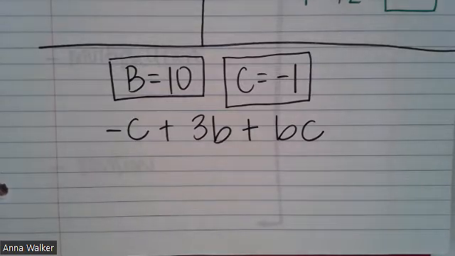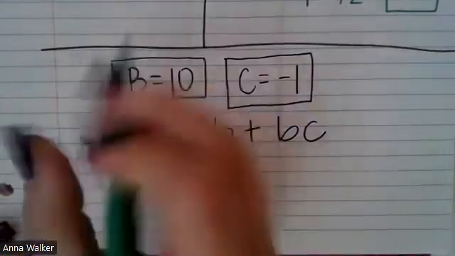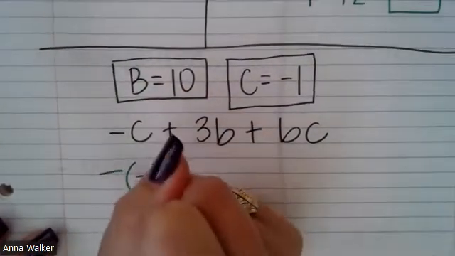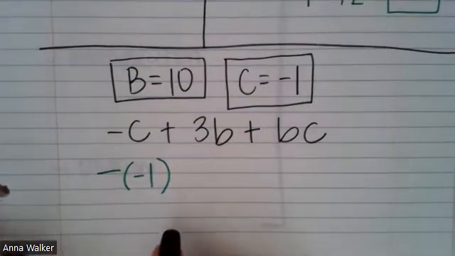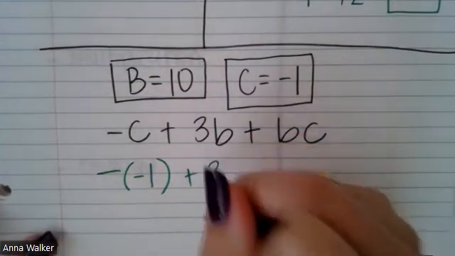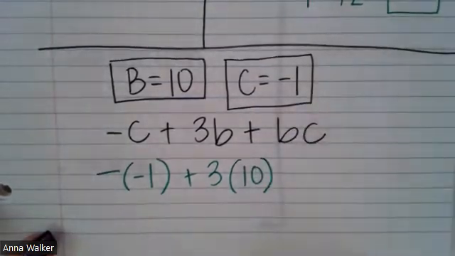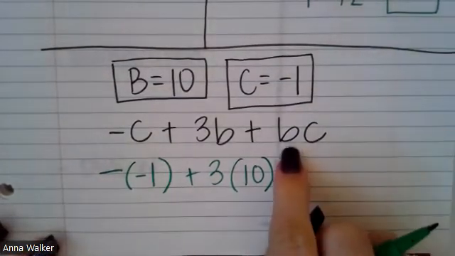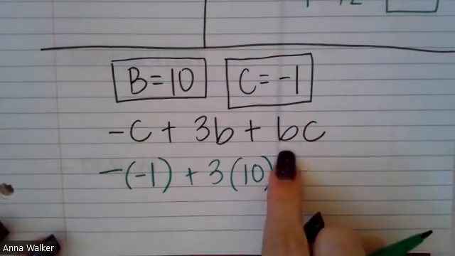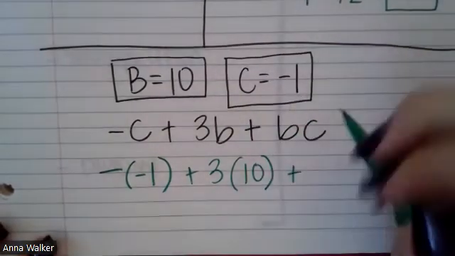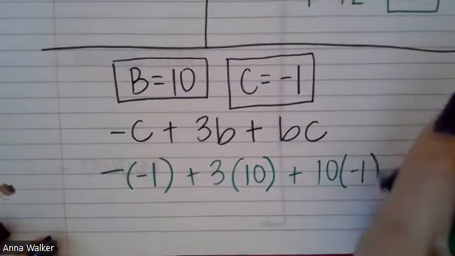All right, so we're going to evaluate the expression negative c plus 3b plus bc when b is equal to 10 and c is equal to negative 1. So if I plug in all of these, there's nothing that I can combine like terms wise. I'm just going to plug them in. I have negative 1. That's a little tricky. So I'm going to put that in parentheses, plus 3 times 10, because b is equivalent to 10, plus, remember when two things are right next to each other, it means to multiply, plus 10 times negative 1.